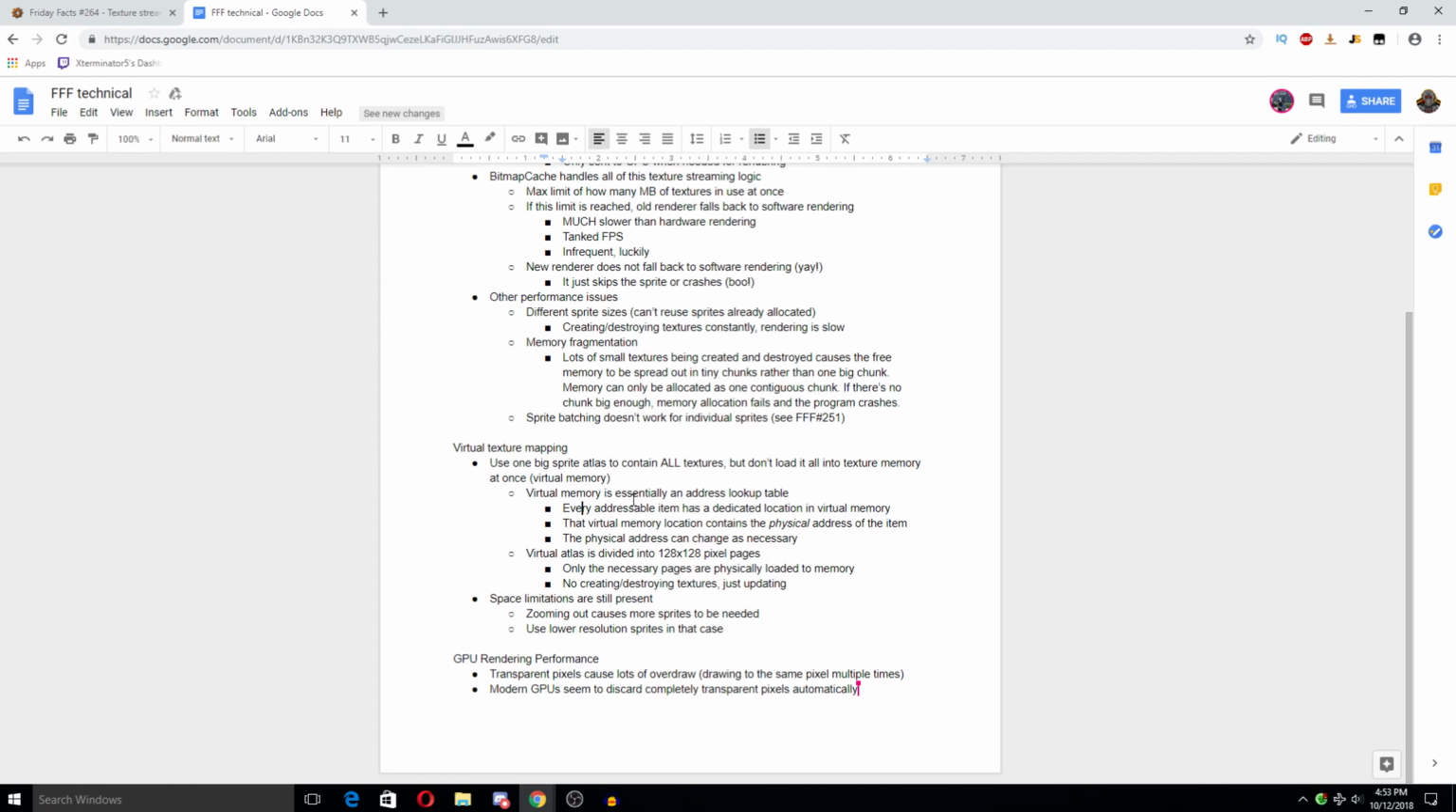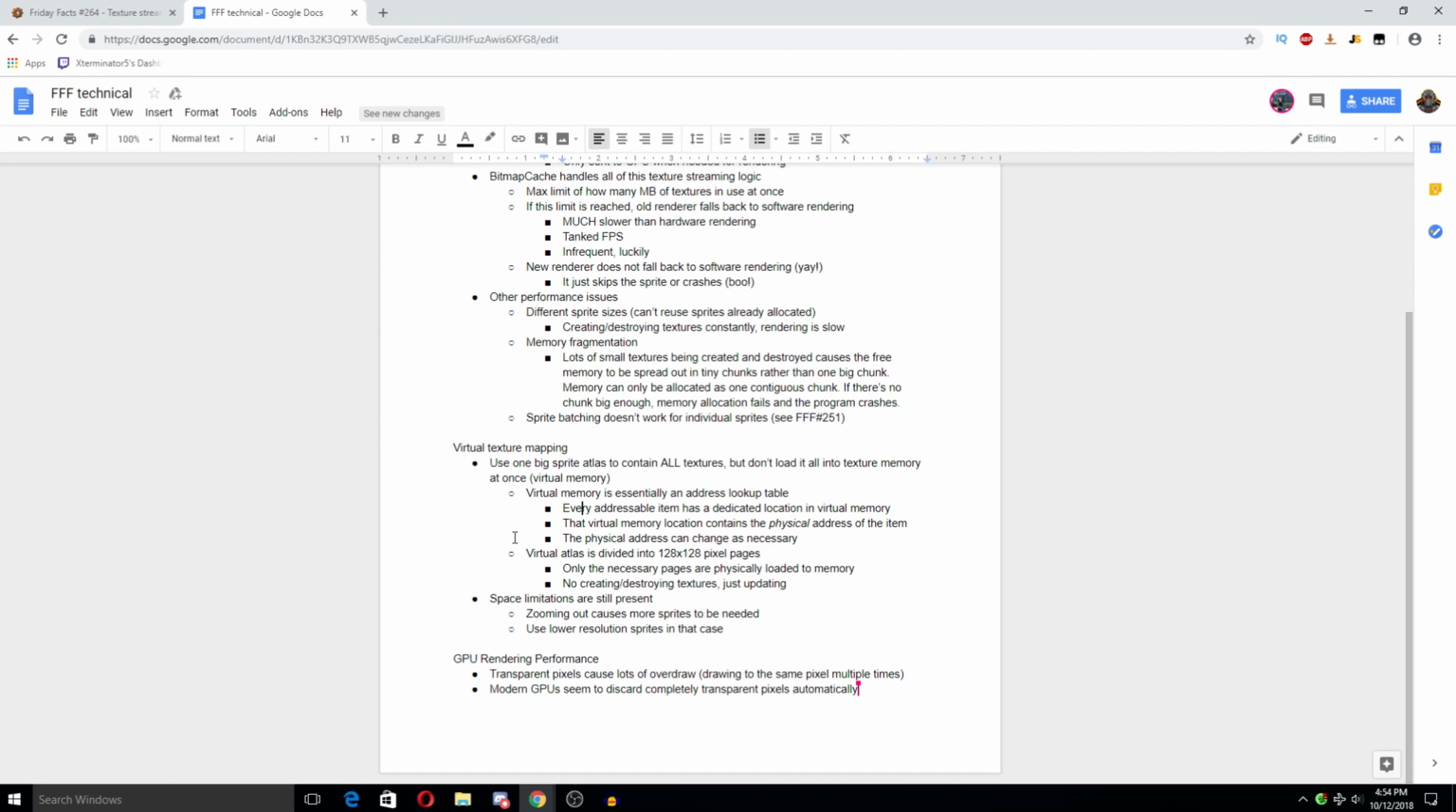So Virtual Atlas is divided into 128 by 128 pixel pages. Only the necessary pages are physically loaded to memory. No creating, destroying textures, just updating. Yeah, one of the performance issues that they had with individually loading the sprites was that they're all different sizes. So they constantly had to create and destroy textures on the GPU, which is a really slow process. The fact that they're just able to write the data over because every page has the same size, that's the huge performance gain right there.